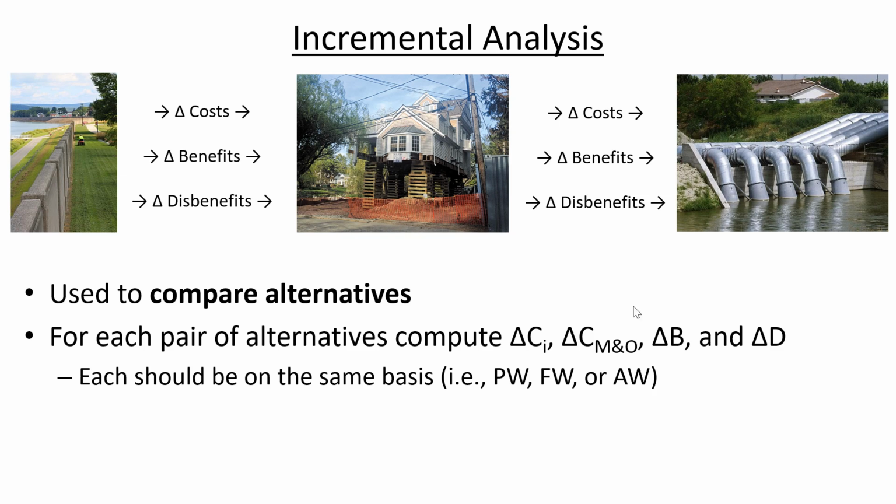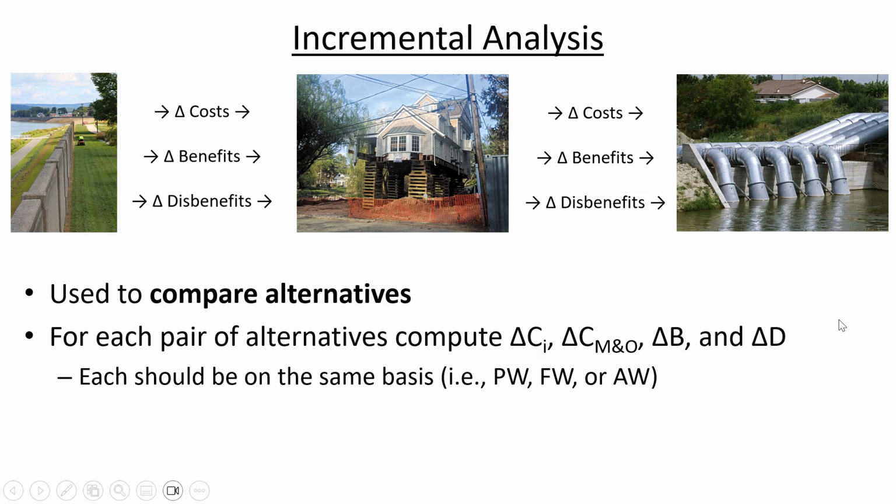So normally the initial cost will be expressed in terms of a lump sum at the present. But maintenance and operation, when you get that data, it's going to be on an annual basis. So you'll have to take that to the present to be able to combine it with the initial purchase price cost. And the same thing with the benefits and disbenefits.